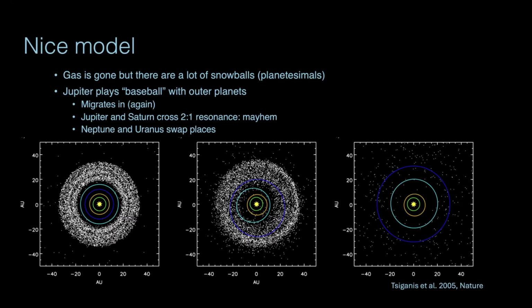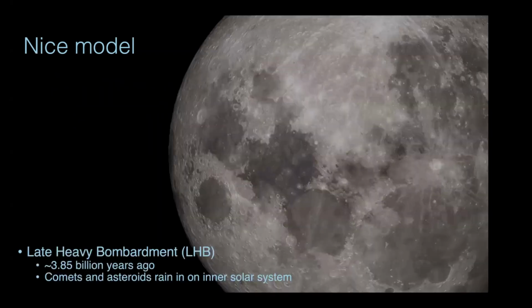The interesting thing that happens is Uranus and Neptune move much further out, but they also swap places. So Neptune formed closer to the sun, but now it's further out than Uranus is. And this period of time, this mayhem that I'm talking about, is what we call the late heavy bombardment. So it's about 3.85 billion years ago.